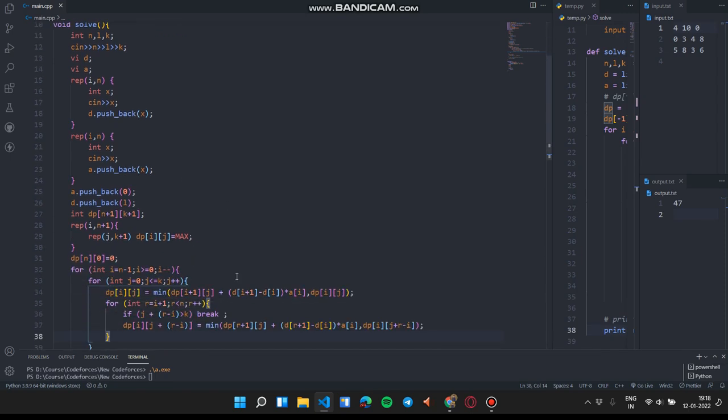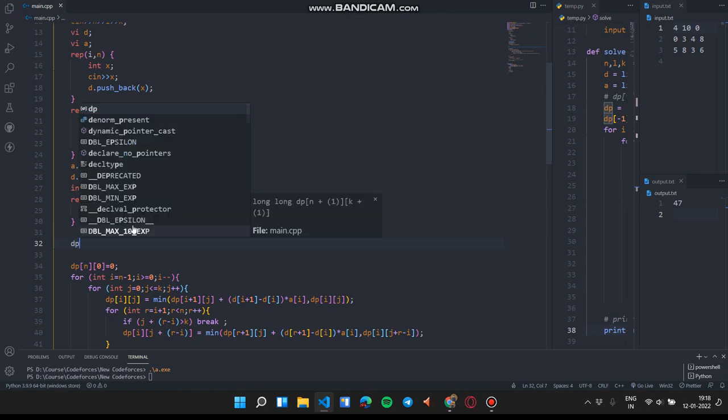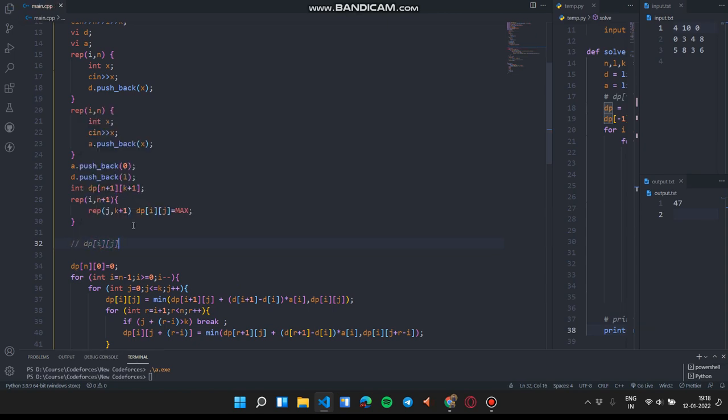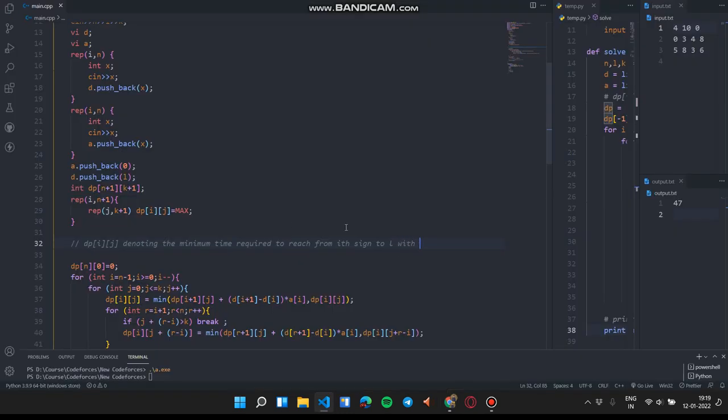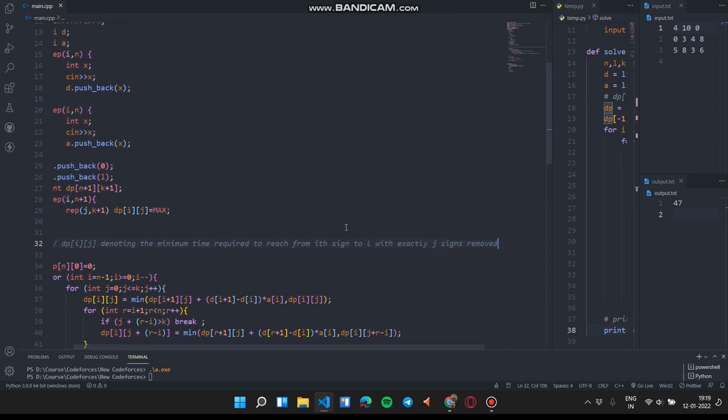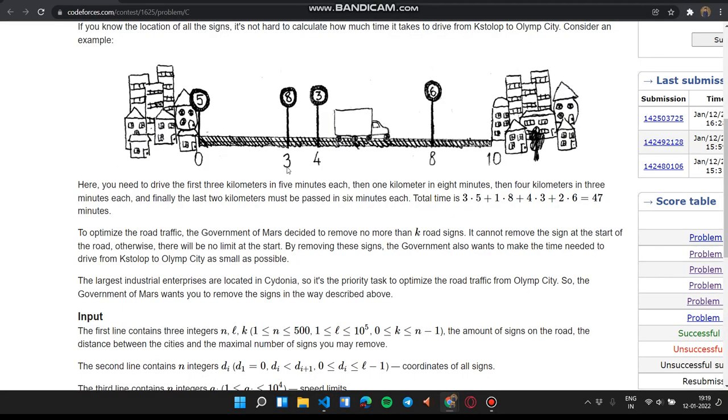It was a 2D dp. dp of i and j denotes the minimum time required to reach from the ith sign to L, where L is the endpoint, with exactly j signs removed. So dp of 1 and 0 will indicate reaching the end location from 3, removing zero signs, and the minimum time I take.